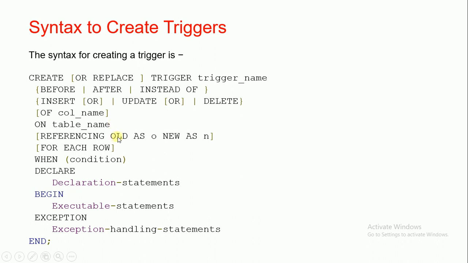And if you are replacing the old values with the new values, you can take them as variables and use them as a reference. FOR EACH ROW means which rows are affected by the trigger, and on which condition the rows have to be affected, that you have to give. And then these are the PL/SQL blocks, that is the declaration section, BEGIN, that is what statements have to be executed, and then runtime exception handling is written in the exception block, and then END.